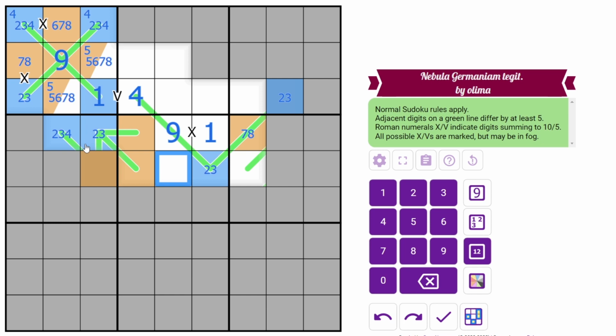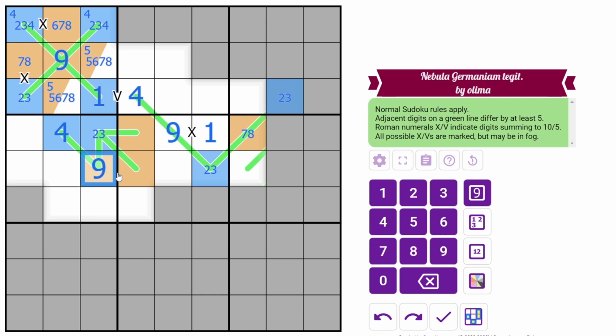Wait. If this is not 4, we do not see any V here, right? That means, if this is not 4, this is 2, 3, 2, 3, 3. And that is not possible because whichever way it goes, either this 2 or this 3 or this 3 or this 2, there is no V here. So that will break your V constraint. So this has to be 4. Right. This has to be 9.